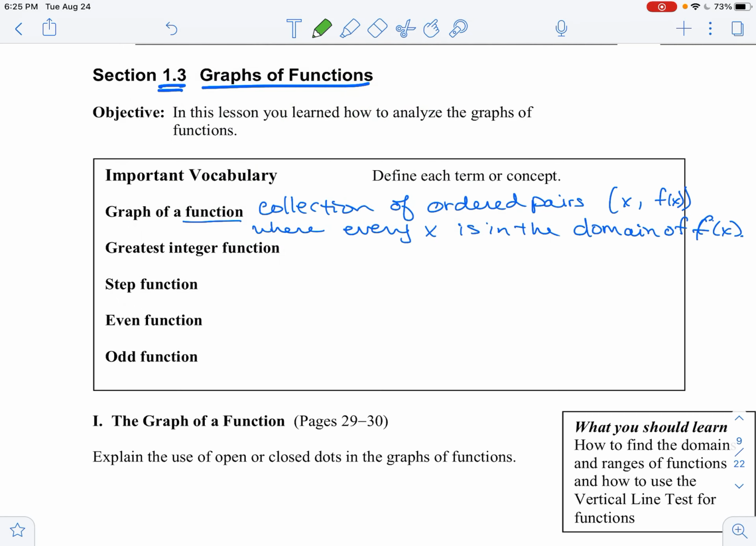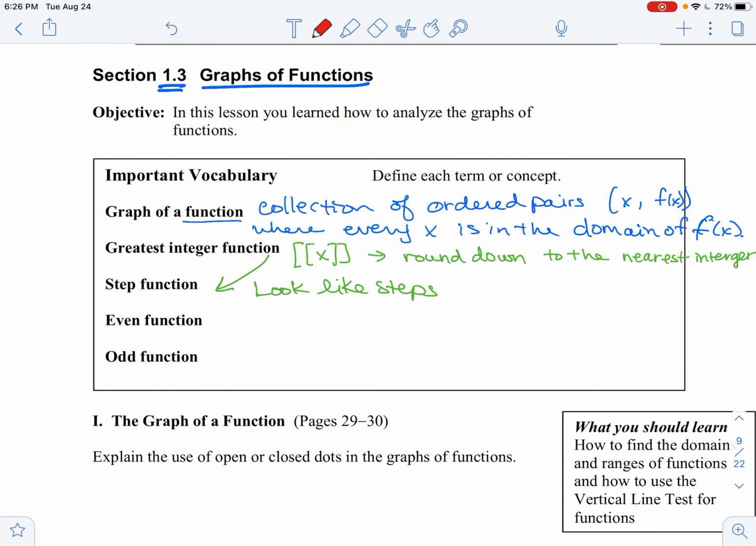All right, let's talk about the greatest integer function. It looks like this. It's denoted by two brackets and then x. The greatest integer function means that we take whatever number it is and round down to the nearest integer. So we're not rounding up, we're rounding down. A step function is what the greatest integer function looks like. As you graph it, it literally looks like steps. And we'll show you what that looks like in a minute.